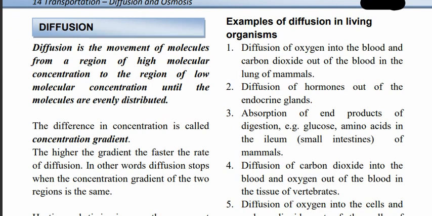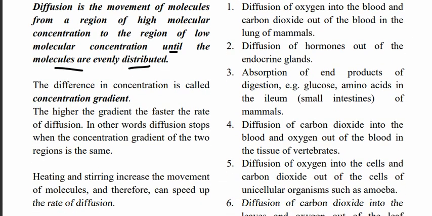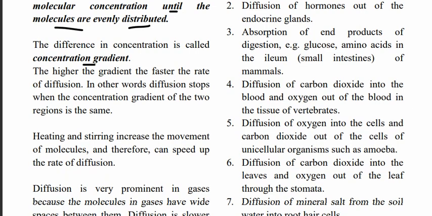Diffusion is the movement of molecules from a region of high molecular concentration to a region of low molecular concentration until the molecules are evenly distributed. The difference in concentration is called concentration gradient. So the higher the gradient, the faster the rate of diffusion. In other words, diffusion stops when the concentration gradient of the two regions is the same.